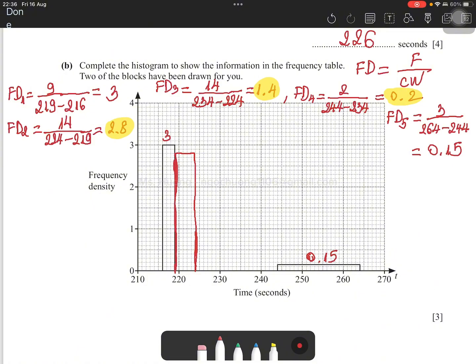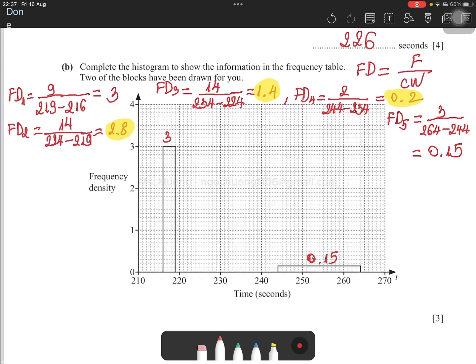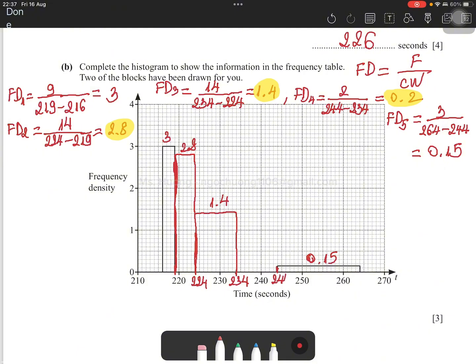For the third block, from 224 to 234, the height of this block is 1.4. The height of this block is 1.4, and the previous one is 2.8. And the last block is from 234 to 244, and the height of this is 0.2. And that's it for question 6.